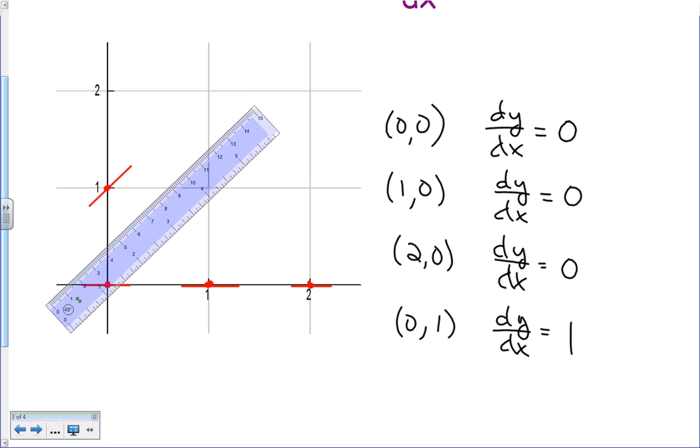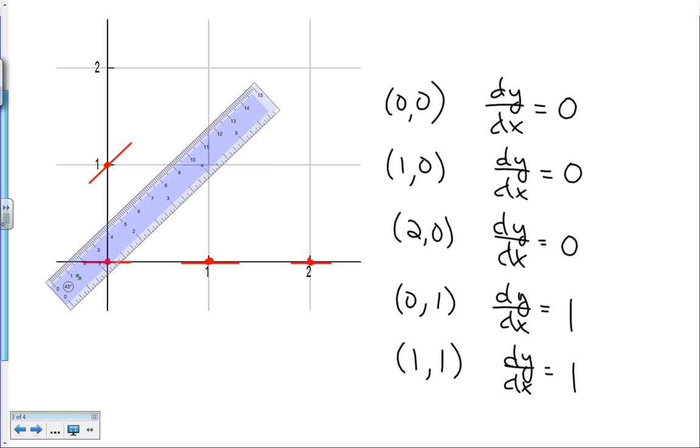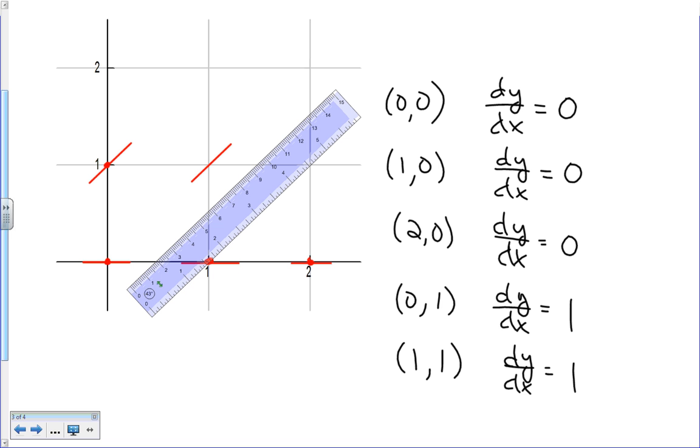All right, let's move on to the next point there at x equals 1, y equals 1. So again, dy dx is equal to just the y value. We get 1. So again, if we come back to our graph here and plot a slope of 1, we end up with a point that looks something like that. I should mark that point there.